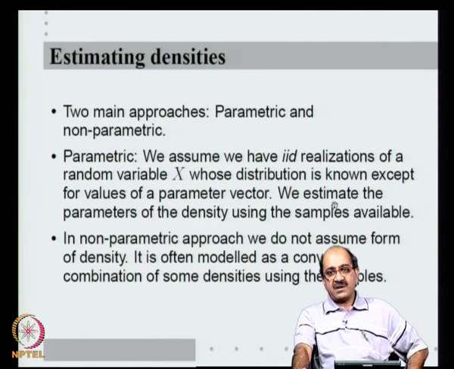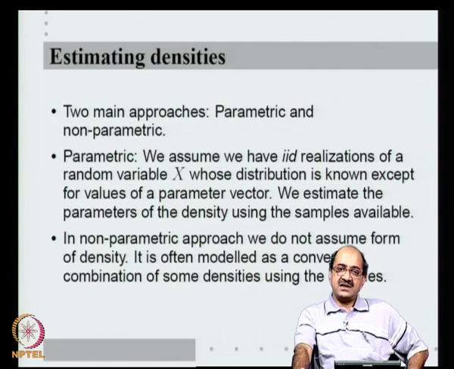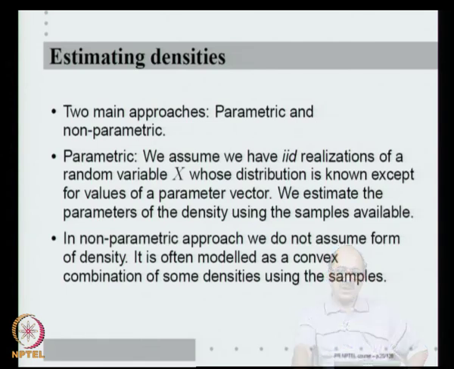In the non-parametric method, we do not assume any form for the class conditional density. Without any form for the class conditional density, we want to estimate the density. Very often it is estimated as some convex combination of densities using the sample data I have. We will look at both approaches, but first we will look at the parametric approach.